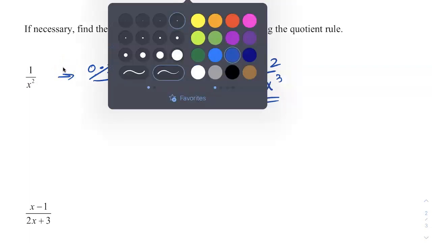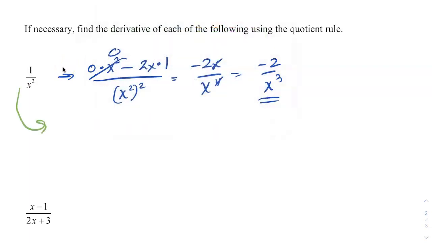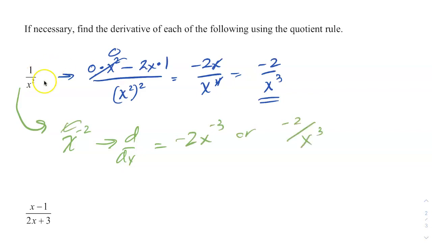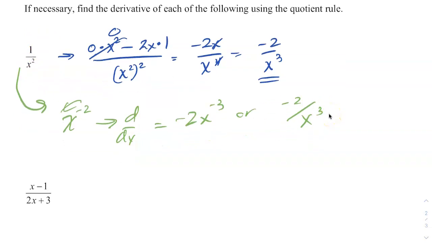The easiest way to do this is to just rewrite it as x to the negative 2, and then the derivative of that is, bring the 2 down, subtract 1 off, negative 2 over x cubed. So again, product rule and quotient rule will work on this, but it's not the easiest way. You just want to flip it up. Anytime there's a single number on top, it has to be a constant, it can't be a variable, then you just flip it up and do it the power rule way.